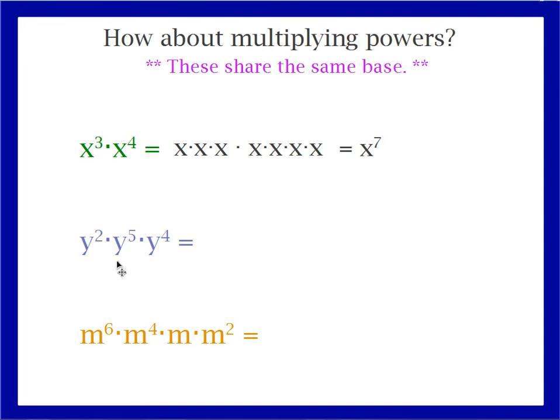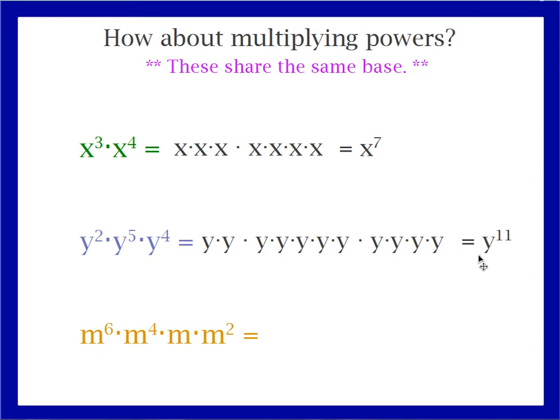Here I have 3 different powers being multiplied together, all with a common base of y. And again, I'm going to take the time to draw it out. I have y squared times y to the fifth times y to the fourth. And if I look at the whole big problem, all of those y's being multiplied together, I find that I have 11 y's being multiplied together, so I write y to the 11th.